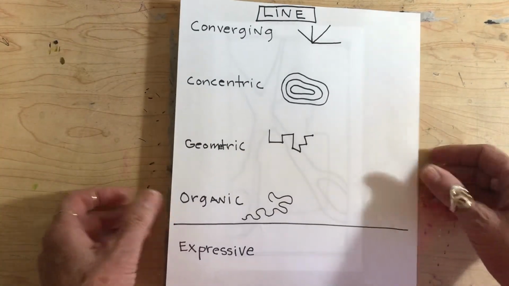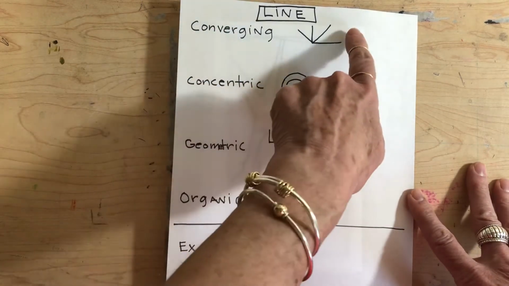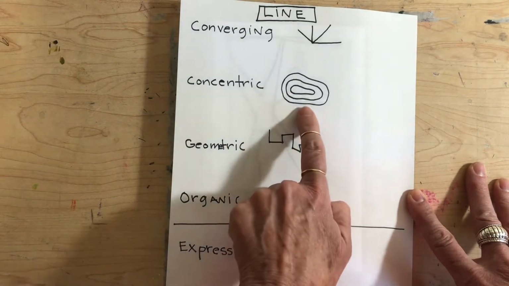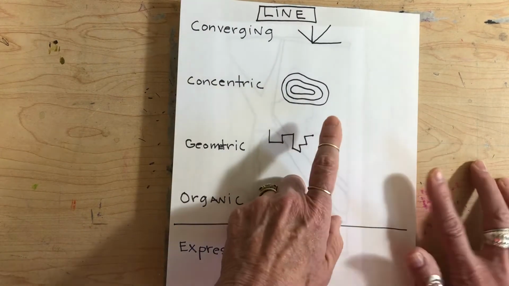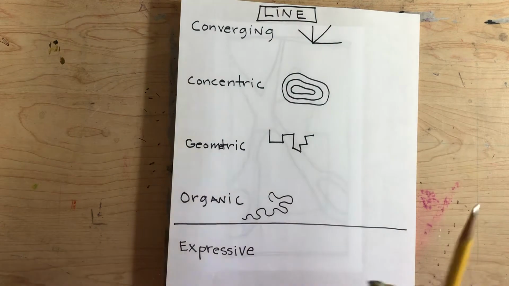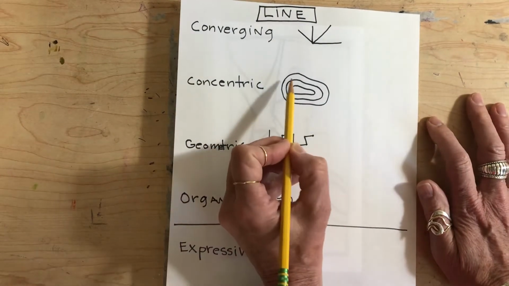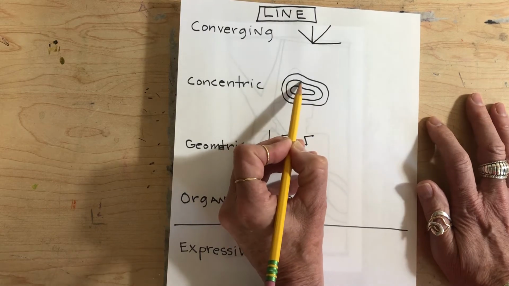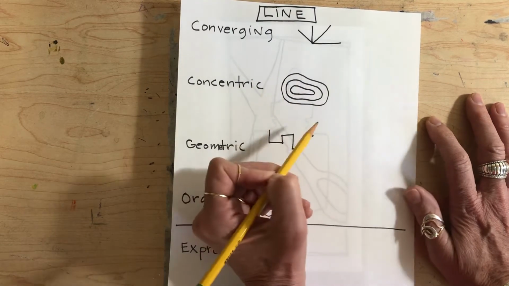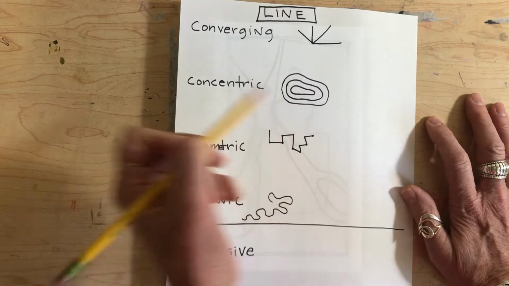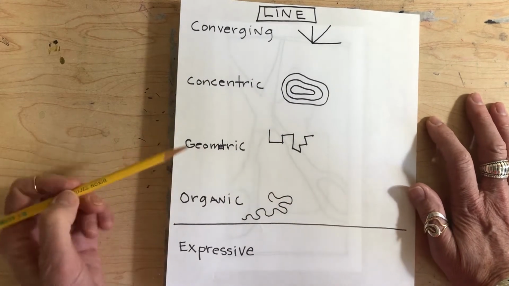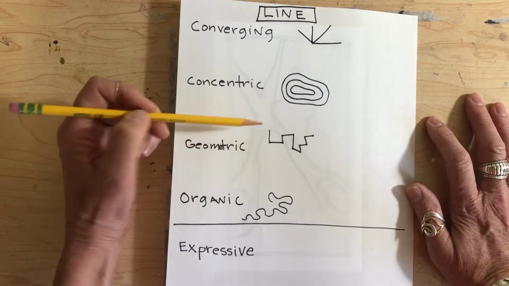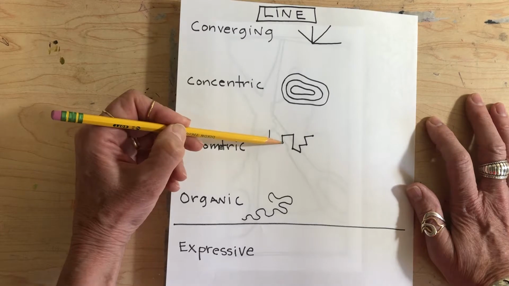You know about converging lines, lines that come together at a specific point. You know about concentric lines, which are lines that echo the path of the line drawn before it. So if this one was drawn first, this one kind of echoes the same sort of path as that one, okay? It doesn't matter which order they're drawn in. I'm going to tell you now about geometric lines. Geometric lines are lines that form straight sides and angles.